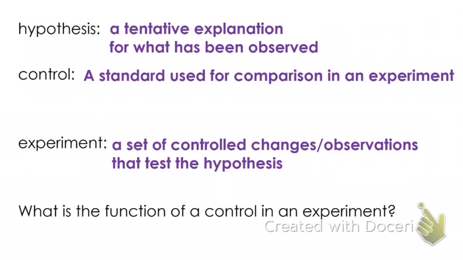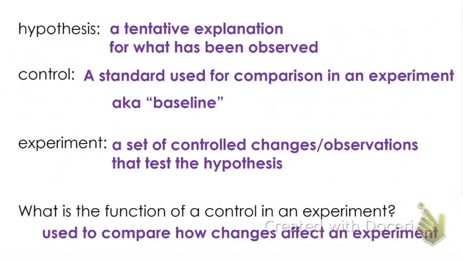And actually now down below experiment, to answer the question, what's the function of the control in an experiment? It's used to compare how changes affect an experiment. It's our baseline for what is happening in general so that we can see how our changes are going to affect our prediction and our hypothesis. So that's all of our definitions filled in there and a whole lot more information than you might have been expecting. There is one more question right underneath this.